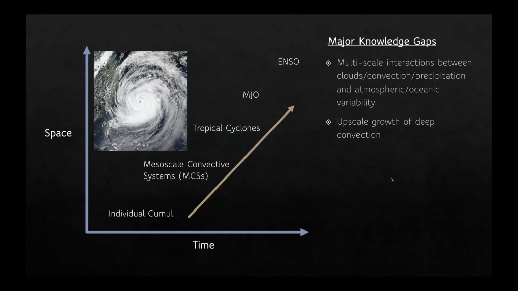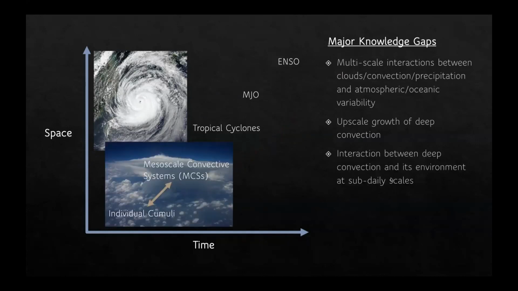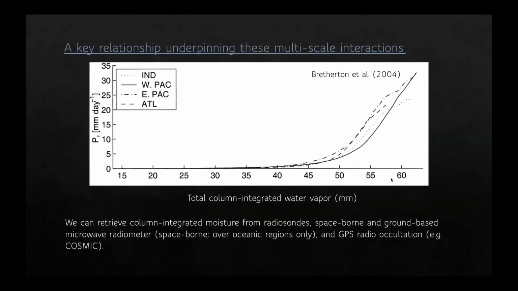deep convection, both at the mesoscale convective system level and at the scale of the MJO, and how those scales interact. And then interaction between deep convection and its environment at subdaily scales. All of these process level studies, especially those that are touching on deep convection and its environment at subdaily scales, are really imperative for improving modeling of deep convection in global models and in really understanding, looking across scales, the impact of these smaller scale processes on model biases.